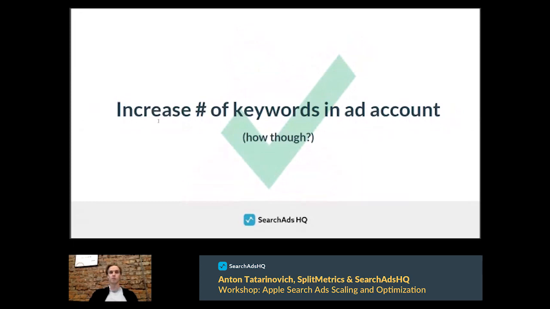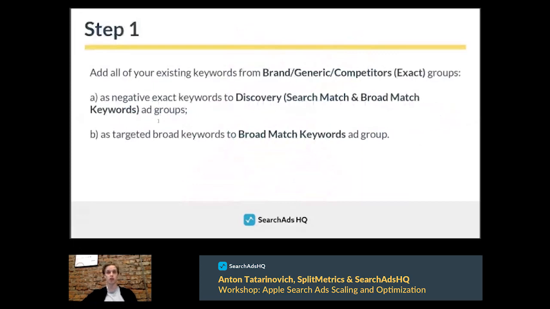So let's move on to how to better increase the number of keywords in your ad account. On step 1, you set up your discovery campaign. You make sure that all of your new and existing keywords from your brand, generic, and competitors exact ad groups are added as negative exact keywords to discovery ad groups, so that your ad groups just don't conflict with each other, and that they are added as targeted broad keywords to the broad match keywords ad group, just to start getting more long tail keywords.